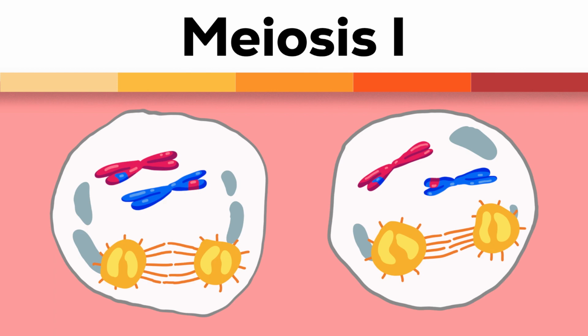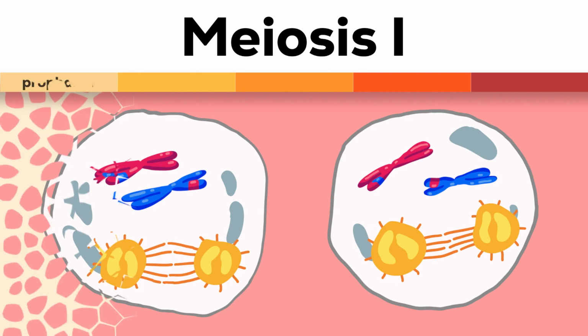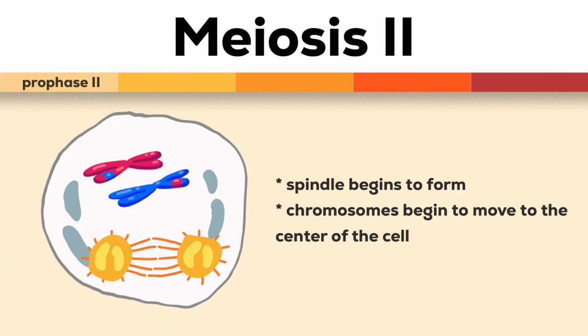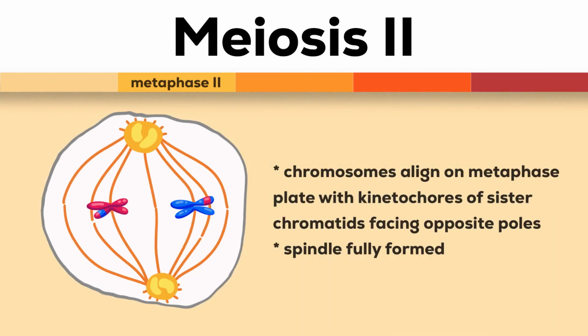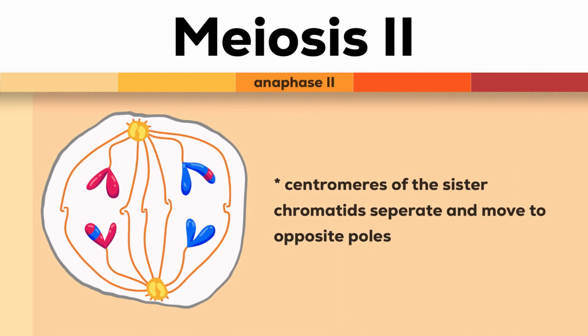For the sake of space, I'm only showing one of the cells produced from meiosis, but there are actually two cells going through this process. Meiosis II is very repetitive to Meiosis I. During prophase 2, the mitotic spindle reforms and chromosomes again move to the center of the cell. At metaphase 2, the chromosomes align on the metaphase plate and the spindle is fully formed.